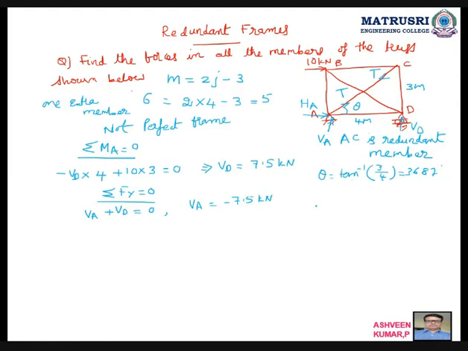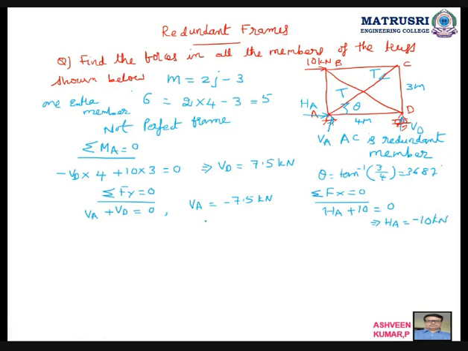Then sigma F of x is equal to 0. So if I am taking sigma F of x is equal to 0, HA on the right side, this 10 also on the right side, so HA plus 10 is equal to 0. That implies HA is equal to minus 10 kilonewton.